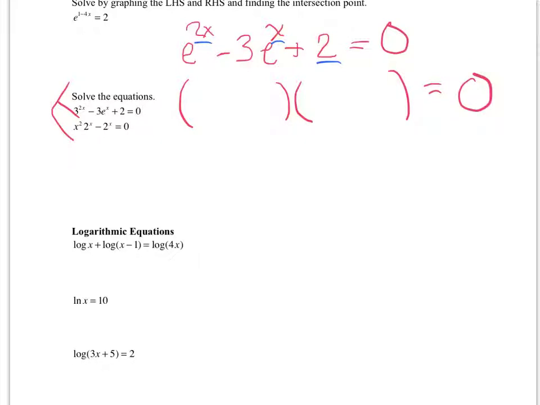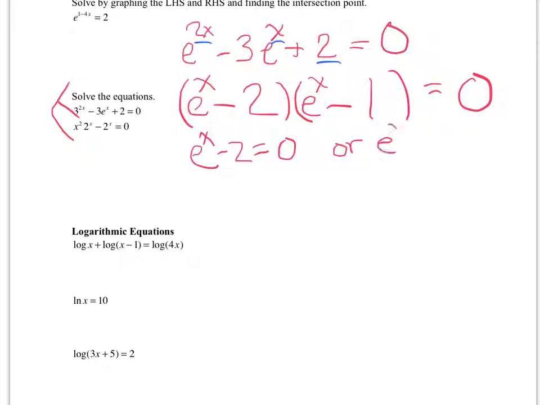We know that we have to get e to the 2x and e to the x for the middle term. That means that the first two in the binomial must be e to the x and e to the x. We also have to have two minuses, and we have to have a 2 and a 1, so I guess this is the correct factorization. And it indeed does work out. If we check the middle term, we get negative 3 e to the x. So that tells us that e to the x minus 2 equals 0, or e to the x minus 1 equals 0. If e to the x minus 2 equals 0, then e to the x equals 2.